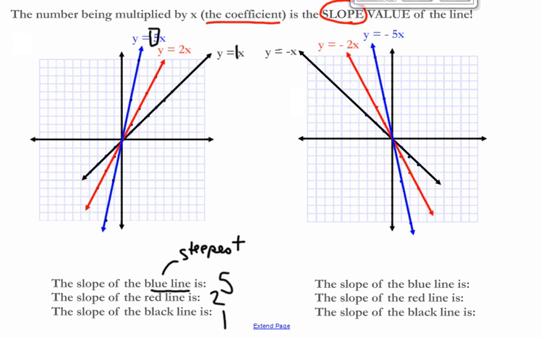2, and 1. Similar when they're slanted in the negative direction, it's still just the coefficient. So the slope of the blue line is -5. Slope of the red is -2. And slope of the black is -1. So that number in front of x is simply the value of your slope. You would get that same slope value if you counted. So if I was to take this point and count up 2 and over 1, I'm still going to get that coefficient. It's just easier than counting.